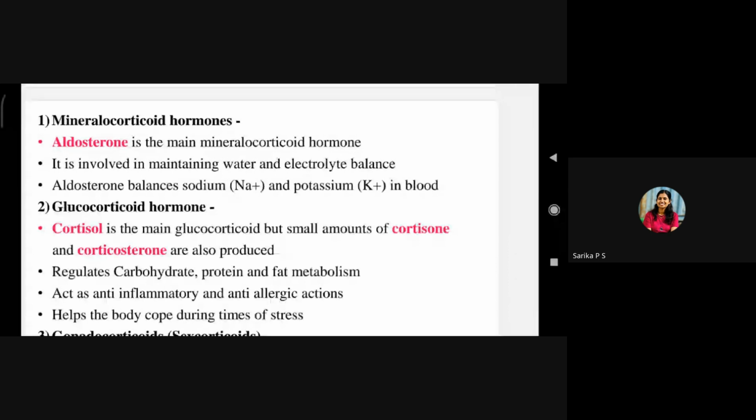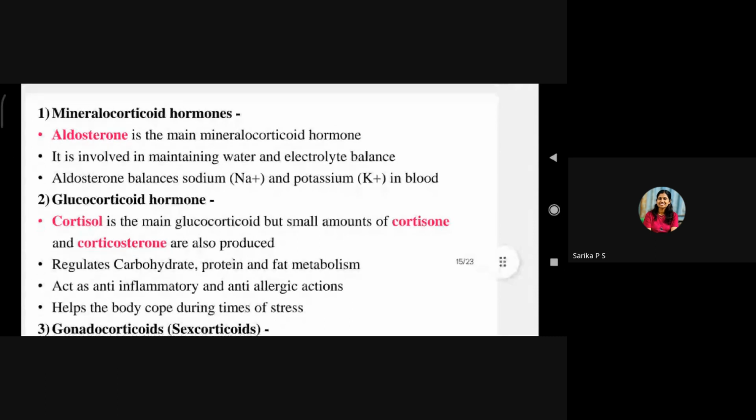So what does this aldosterone do? It balances the water and electrolyte balance in the body. Electrolyte means elements like sodium, potassium, these minerals. Next is glucocorticoids.